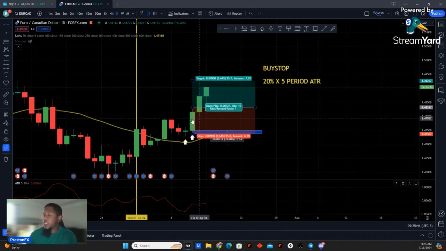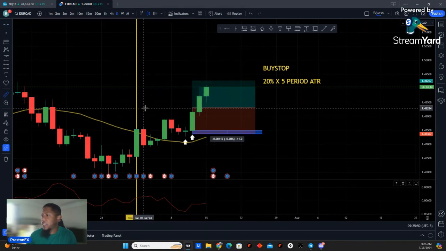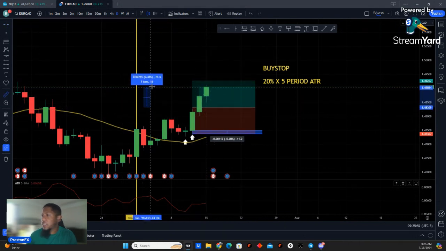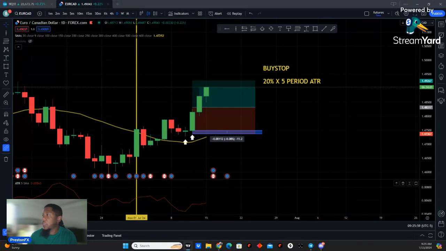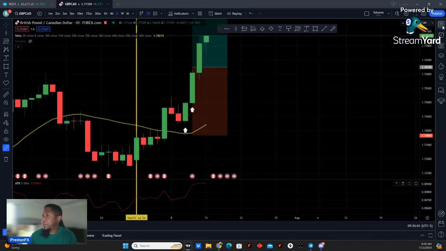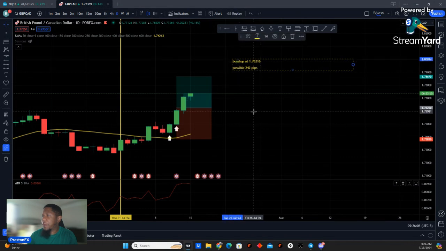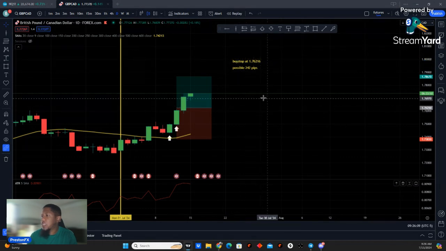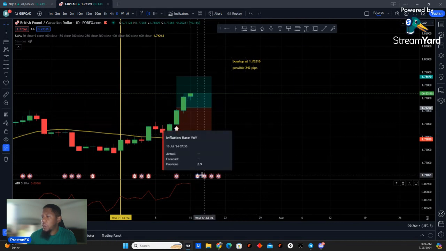You can see my entry right here, and we are currently about 70-something pips in profit. We're going for 98 pips, I'm sorry, on that one. As you can look, GBP/CAD as well, the same thing. I did a buy stop at 1.76216, with a possible 240 pips. We're looking at a lot of news. We've got inflation tomorrow.